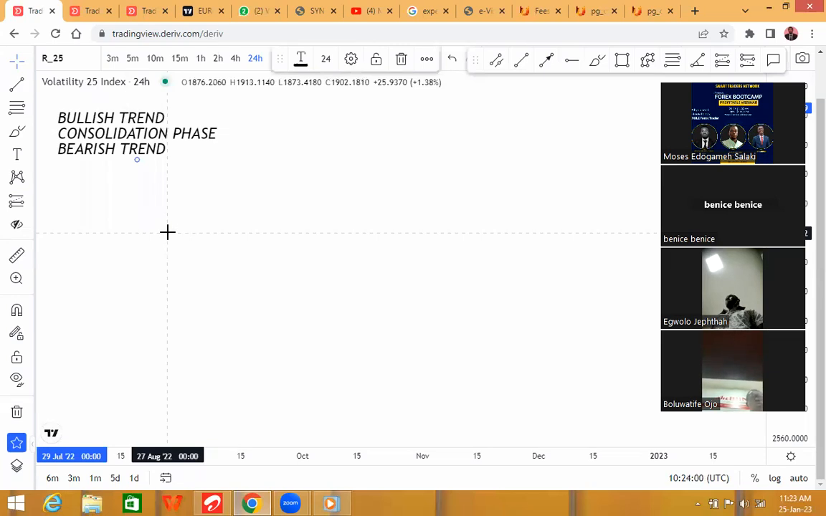Bullish trend simply means when the market is buying. Consolidation phase, the price is trapped in between a zone. The market is within a region, not a line. So we call that a support and a resistance. Price is trading between a roof or a ceiling at the top and then the floor. I'm going to show you. And then the bearish trend, the market has changed direction and the market is selling. Price action is towards the downside, so we want to start shorting the market. These are just the three.